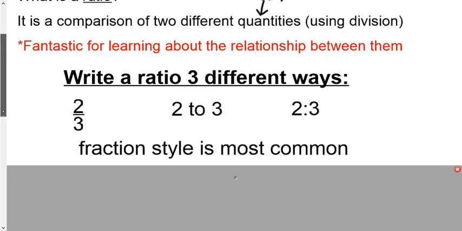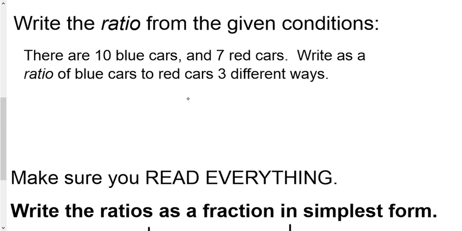All right, let's make our way on down into this lesson. Write the ratio from the given conditions. So sometimes you're going to get some sort of sentence like this. There are 10 blue cars and 7 red cars. Write as a ratio, see that term ratio again, of blue cars to red cars 3 different ways. Well, that's actually not difficult to do.